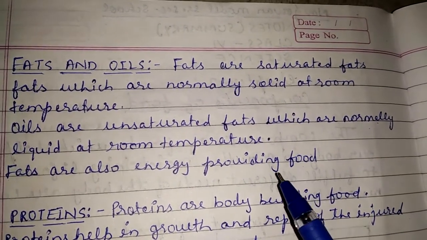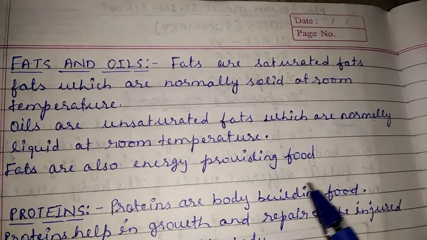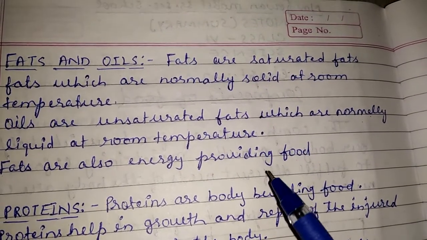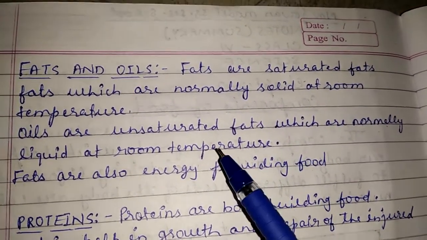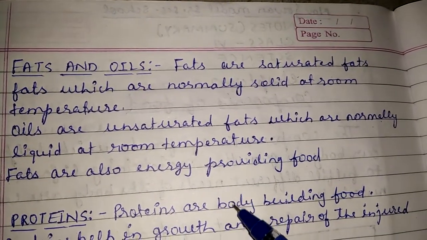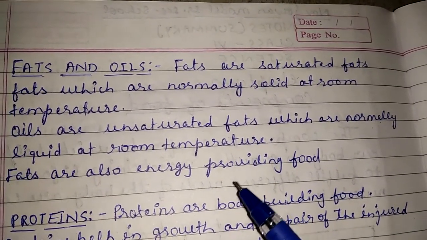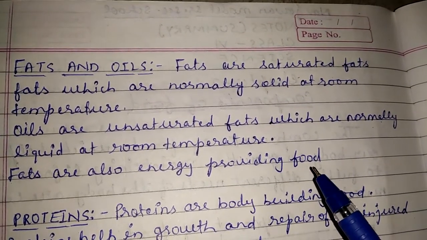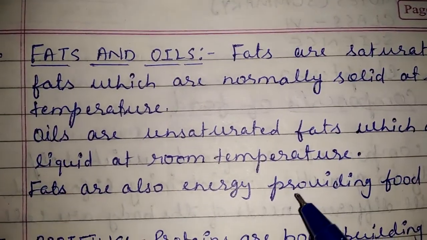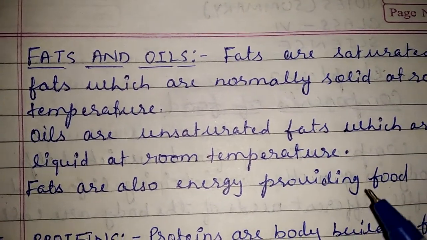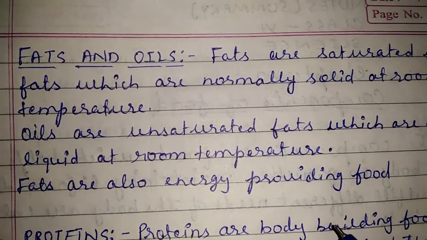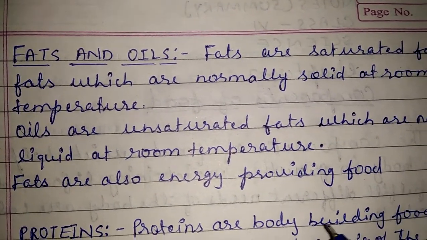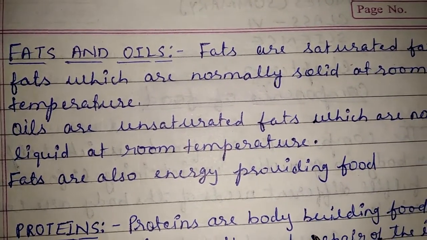On warming, fats melt into liquid. Fats are also energy giving food. They are also an essential part of our food. They are 2 times richer in energy than the same amount of carbohydrate. And fat comes from animal sources. For example, pure ghee is fat. Milk, butter, cream, cheese, egg, all are fat.